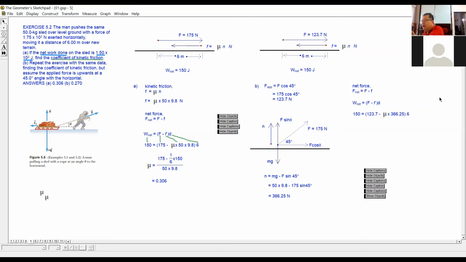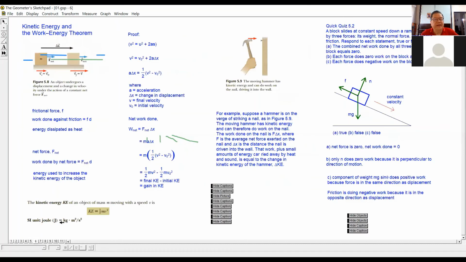Okay, have you found out? 0.27. 0.27, correct. How to get 0.27? Okay, so we move on to the next part.